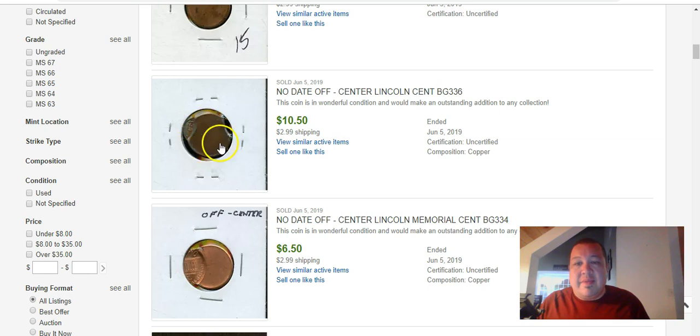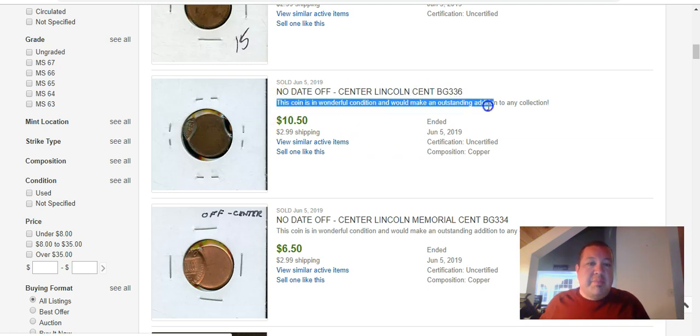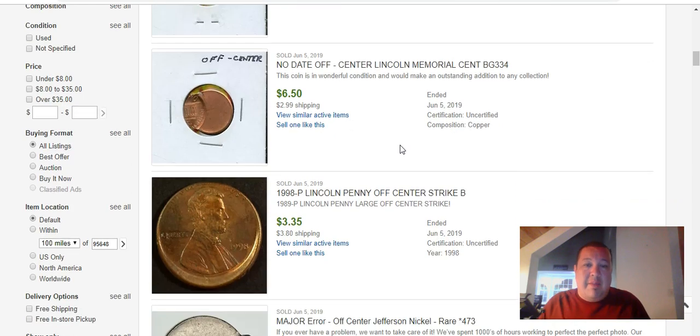Again, this listing right here, where everything went wrong is that the listing is missing a lot of descriptive characteristics, words to describe what they're selling. All right, so, it says, this coin is in wonderful condition. It would make an outstanding addition to any collection. I think they pay extra to put that line in there, believe it or not. On an item that's sold for $13, I probably wouldn't have done that. All right, here's another no date.